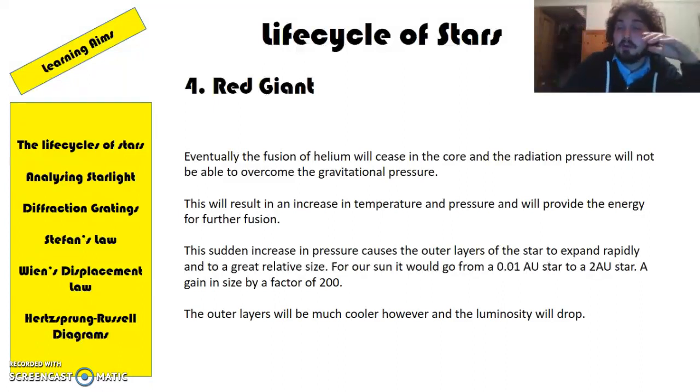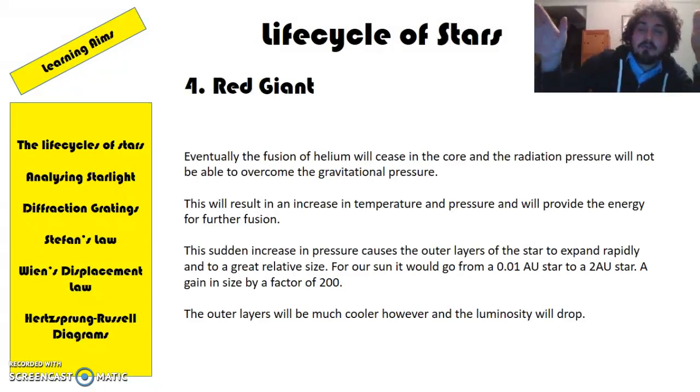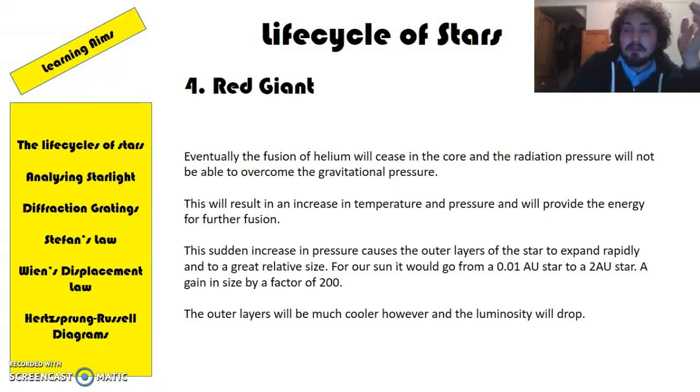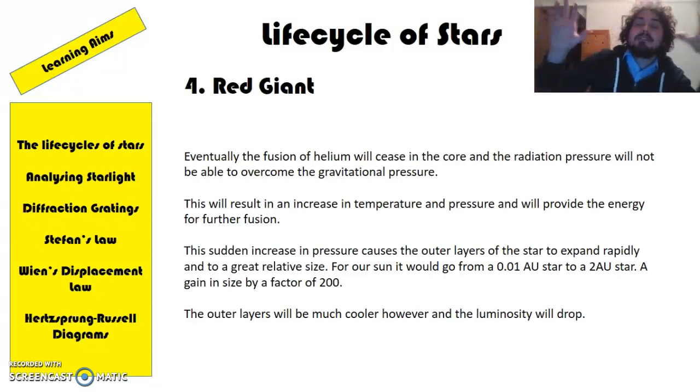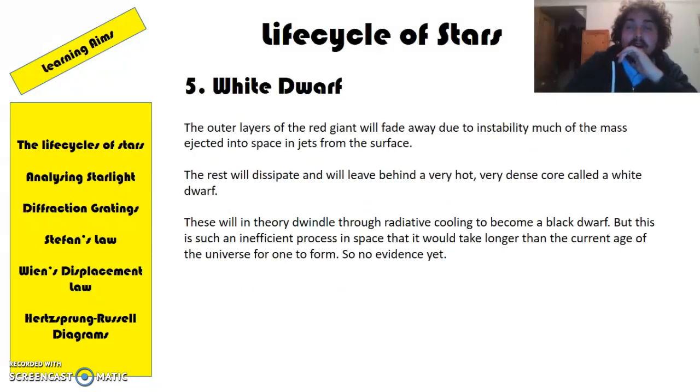So it goes from being about 0.01 AU to about 2 AU. An astronomical unit is the average distance between the Sun and Earth. So it goes from being about 100th of that distance in radius to being 2 times that radius, which is massive because it would actually encompass us, obviously, and more. The outer layers have massively cooled down because that whole amount of energy is now spread across a much larger area, so the luminosity will drop because of that.